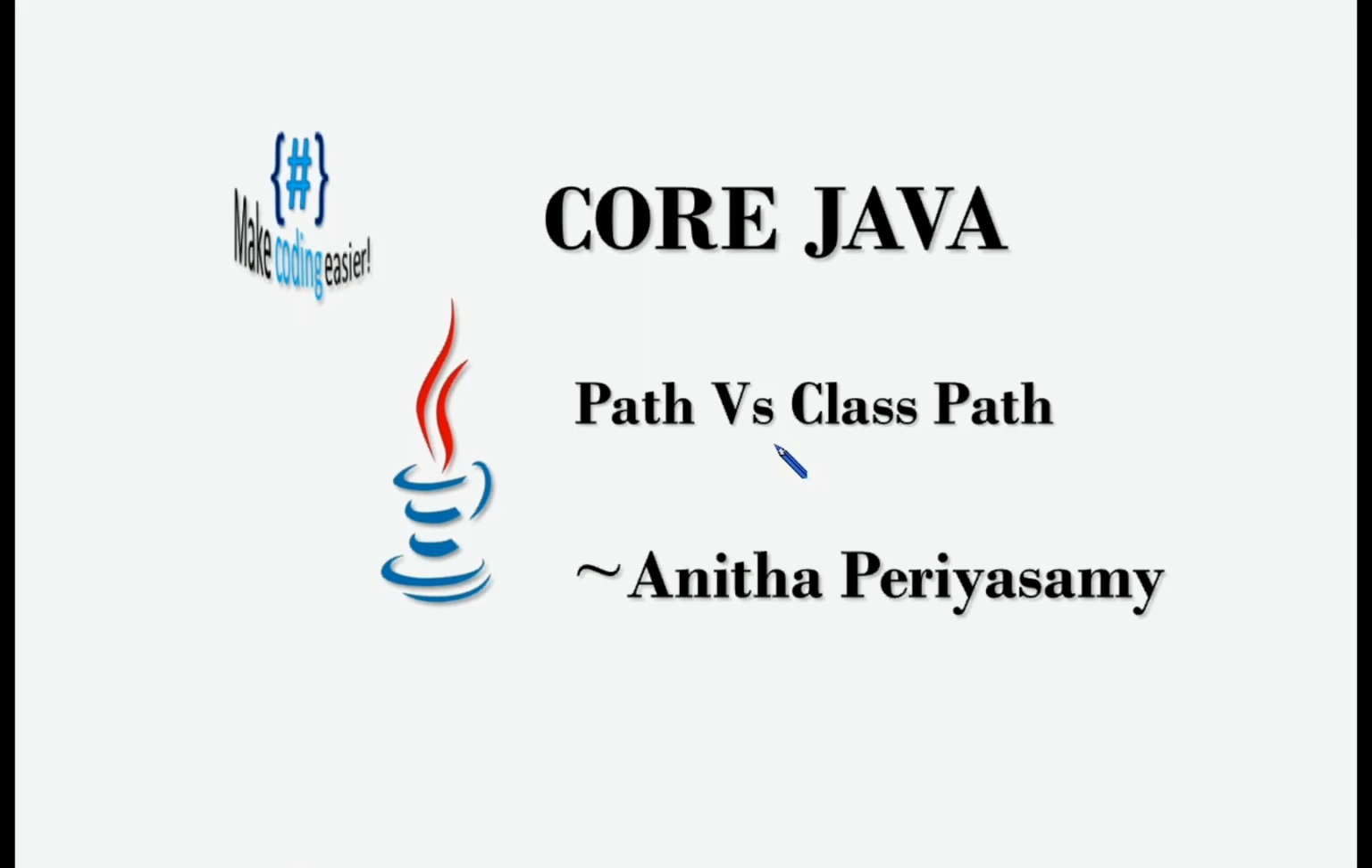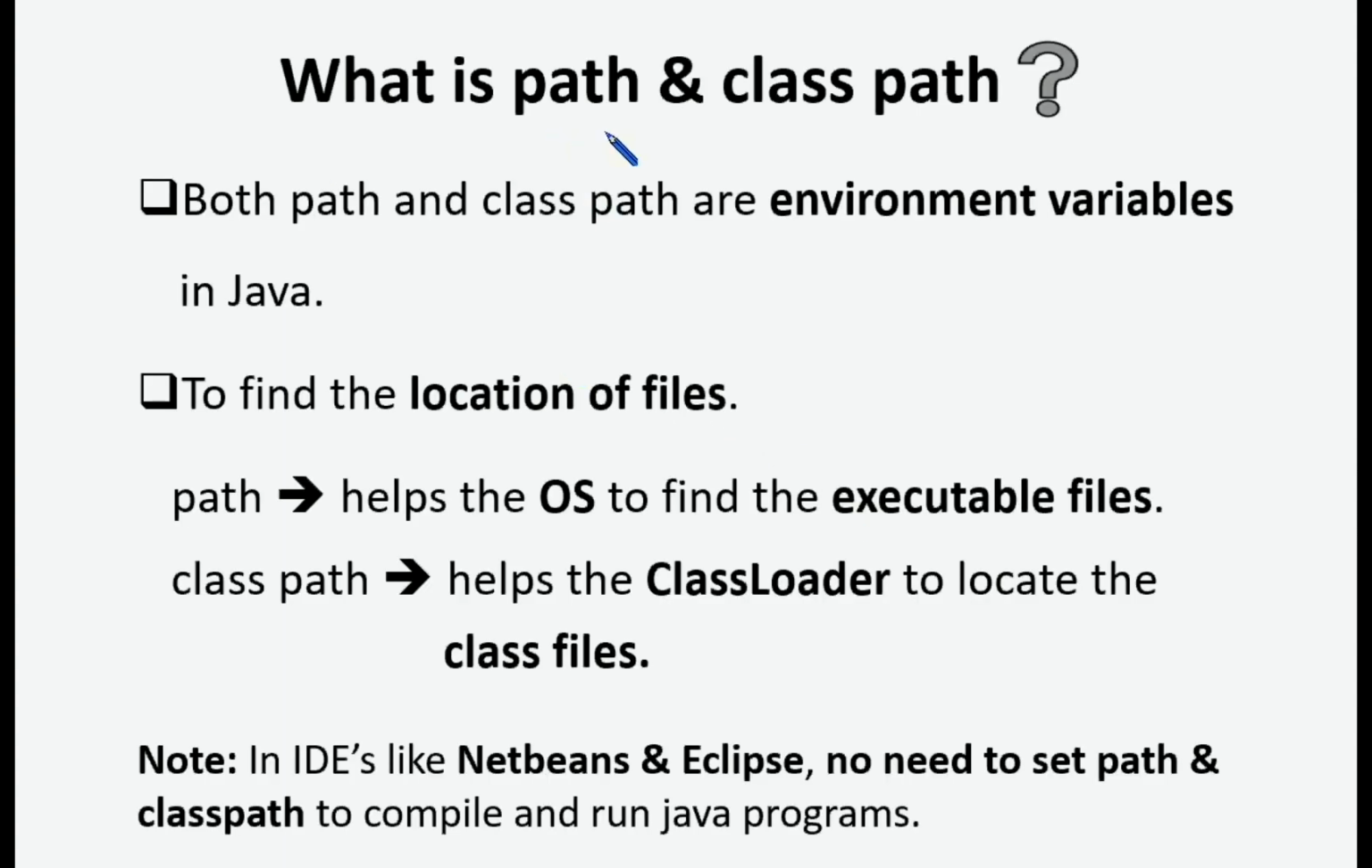Now we are going to see the differences between path and class path. What is path and class path? Both are environment variables in Java, which help us to find the location of files. The path helps the operating system to find the location of executable files, for example, to find the location of the Java compiler and Java interpreter. Whereas the class path will be used by the class loader application to locate the class files.